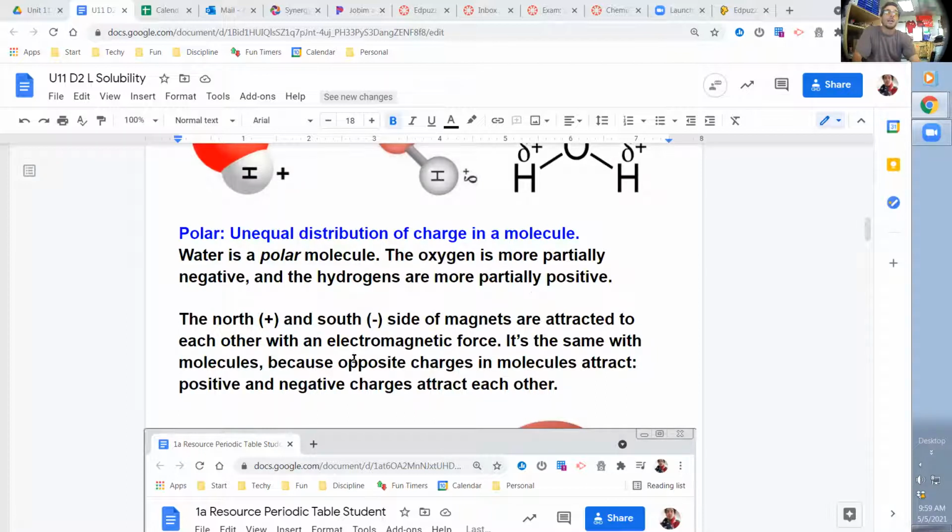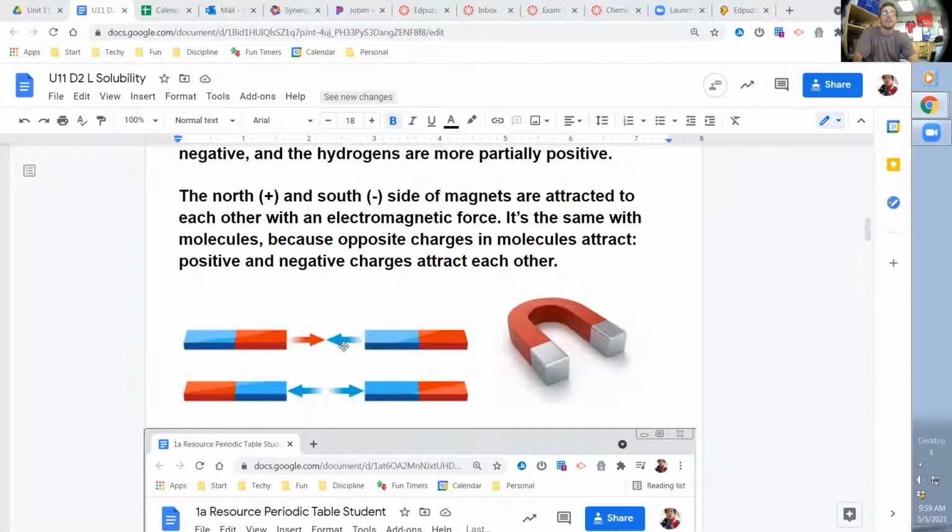Okay, the north, the positive side, and the south, the negative side of magnets are attracted to each other with an electromagnetic force. It's the same with molecules, because opposite charges in molecules attract. Positive and negative charges attract each other. So see down here, there's this picture of magnets. You can see that they attract each other, the opposite sides. But if you put the like sides together, they kind of repel each other. If you've ever played with magnets before, you've felt this electromagnetic force of attraction or repulsion.